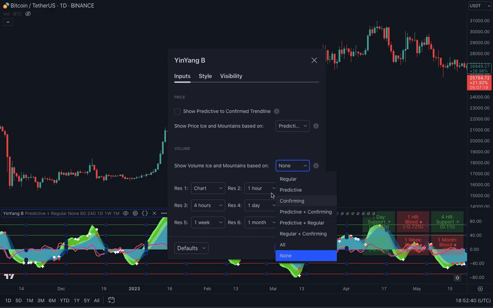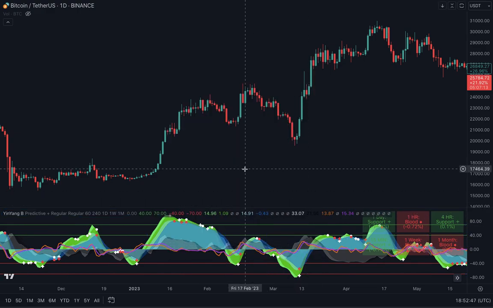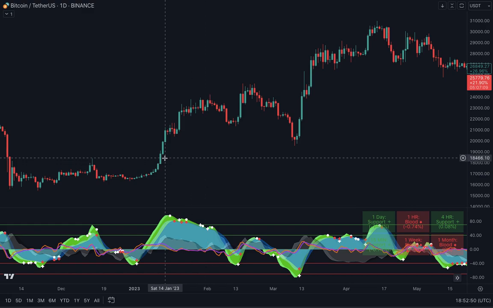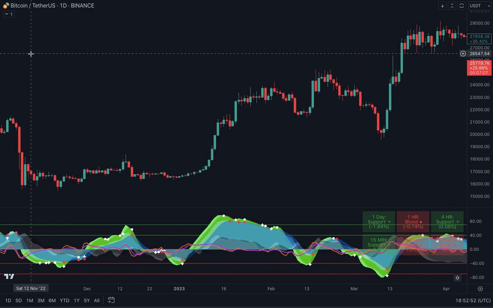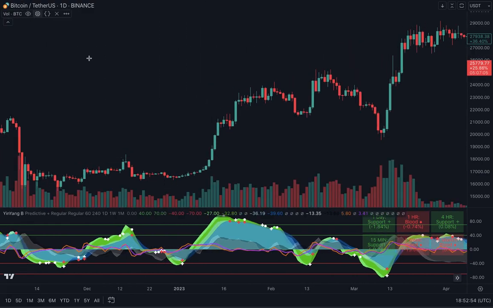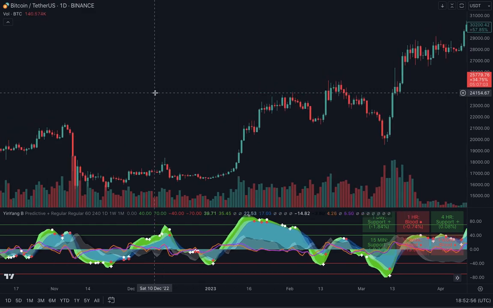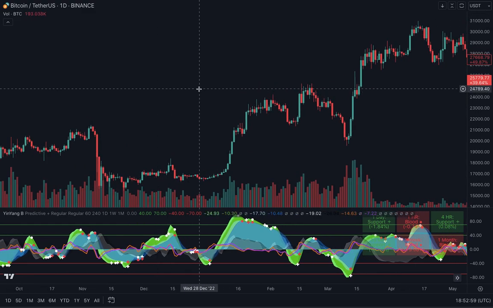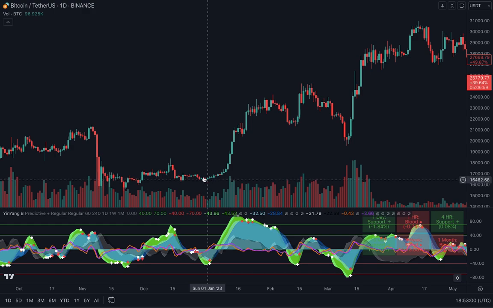With volume, I generally just use regular. You don't want too much on the chart, and this is already enough in my opinion. The volume here actually looks a little low. Yeah, it was. So this would have been a very hard entry to understand was going to happen based on that alone.